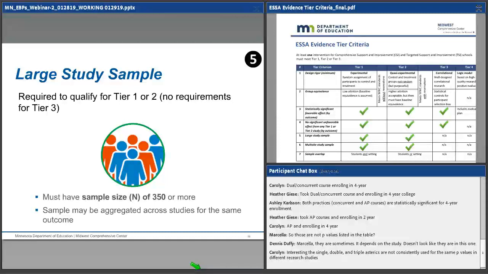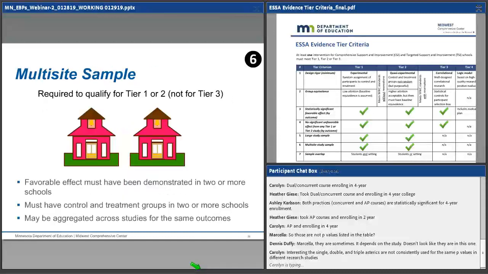But the sample size, again, needs to be at least 350 students. And an important point about that is that the sample size can be aggregated across multiple studies. In other words, if you find one study that has positive results that has 250 participants and doesn't meet that threshold, if you have another study that has positive results and has at least 100 participants, you can aggregate that and say, okay, there's at least 350 participants across 2 different studies, and therefore that criteria for a large study sample is met.